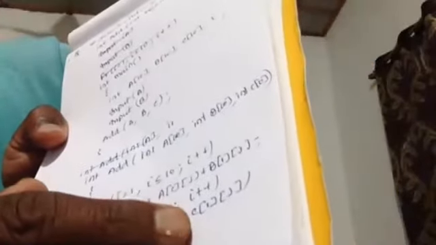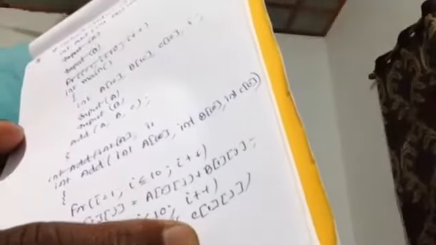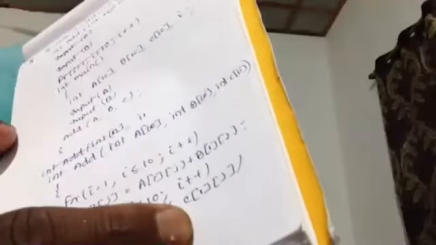What is the final array? Final array is Cij, after adding A and B. What is the final array? Cij. This is Cij. It's clear.